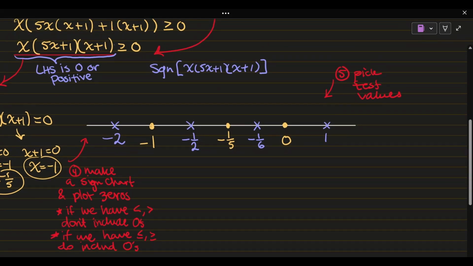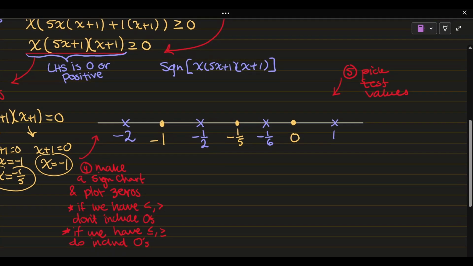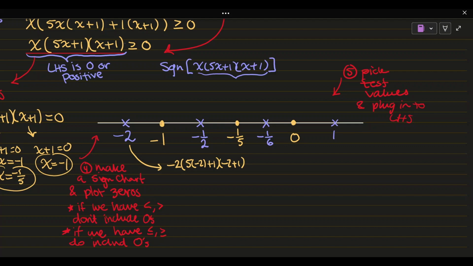So I have to test all of these test values in my left-hand side here. Remember this bit here. We want to see if they come out to being positive or negative. So we're going to pick test values and plug into the left-hand side. Plugging in negative 2, I have negative 2 times 5 times negative 2 plus 1 times negative 2 plus 1. Again, we don't actually care what it evaluates to because we only care about signs. We're only looking at whether it's positive or negative between these intervals here.